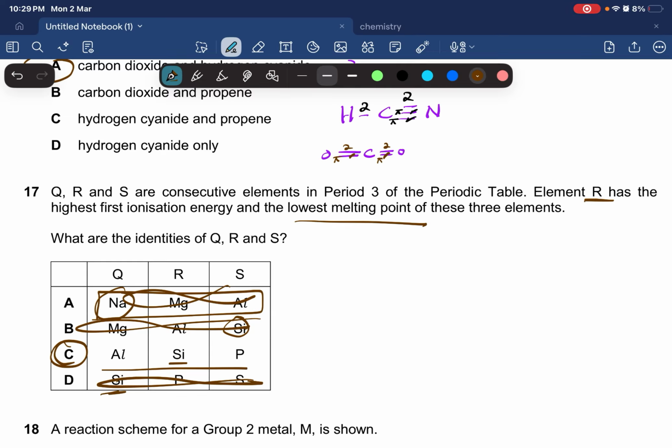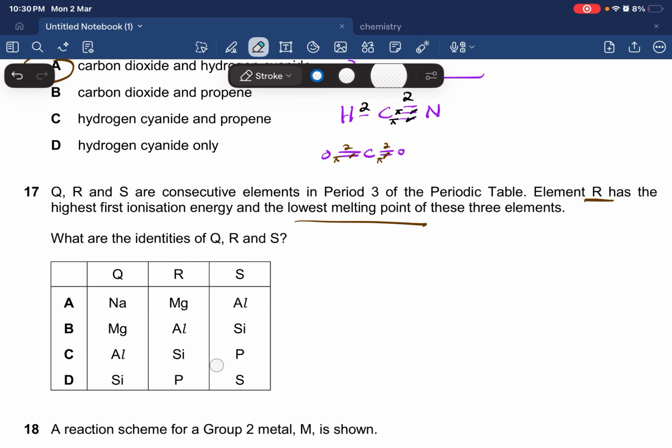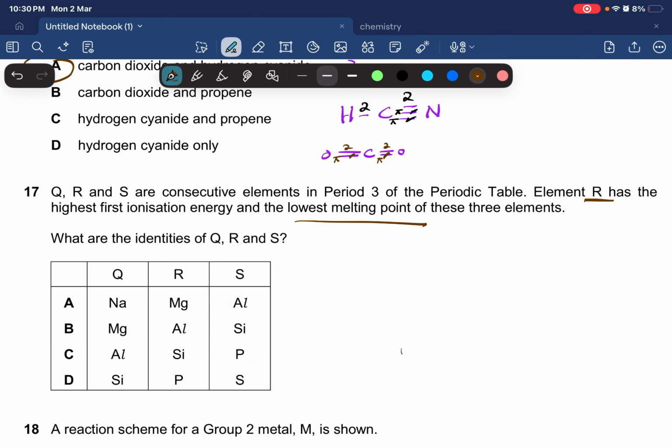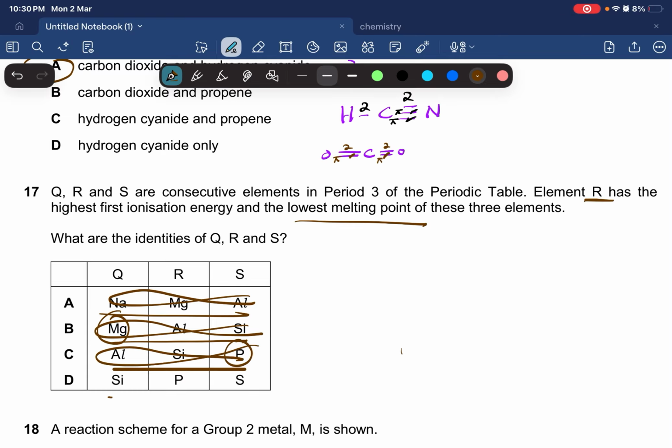Wait a sec. No. Element R, lowest. Okay, sorry. In which element R has the lowest? Sorry, I thought the highest. Ionization energy and the lowest melting point. Okay, so in these three, the lowest is of sodium. So we want R to have the lowest, right? In these three, the lowest is of magnesium. We want R to have the lowest. In these three, the lowest is of phosphorus. So it's going to be option number D. I'm sorry, I thought the highest.